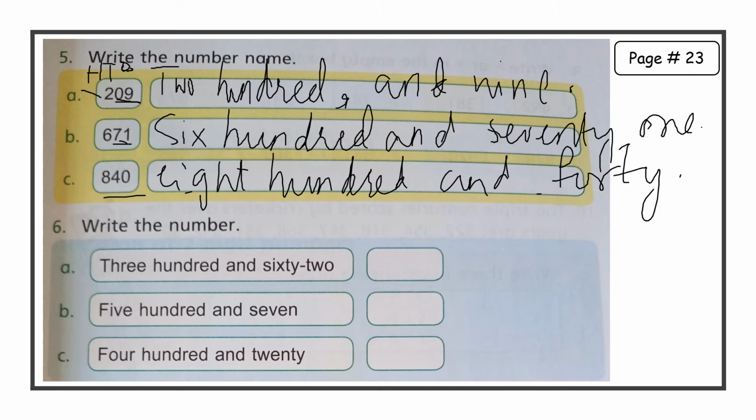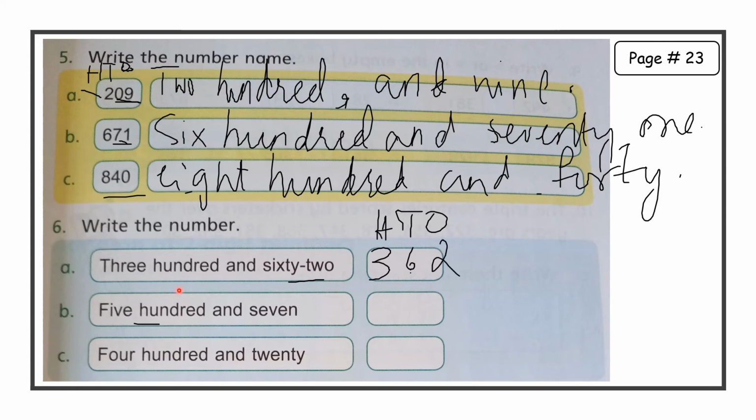Now number names are already written and we have to write the number in figures in this form. In this form the number names are already written. So what is this? 362. Okay, so to write the number, first you have to write the places 1, 10 and 100. 300, so we'll write 3 in 100 column and 62.